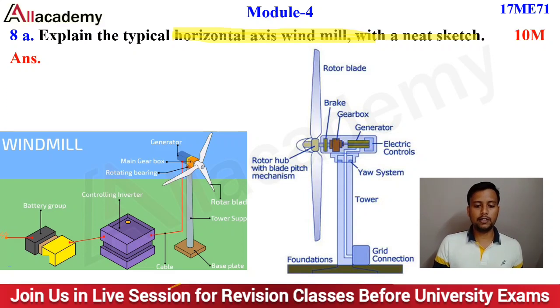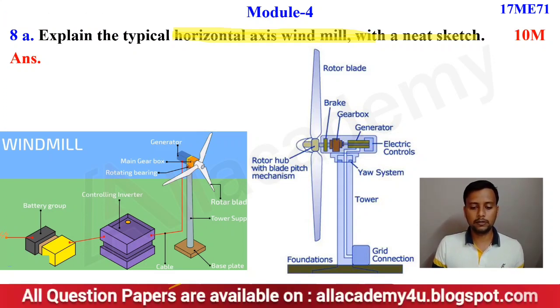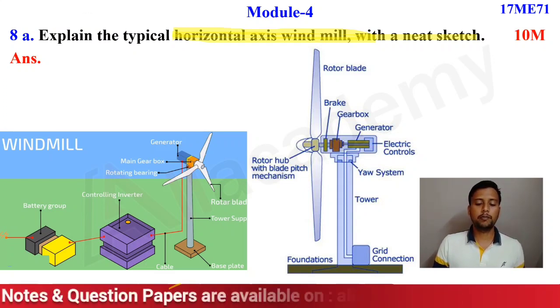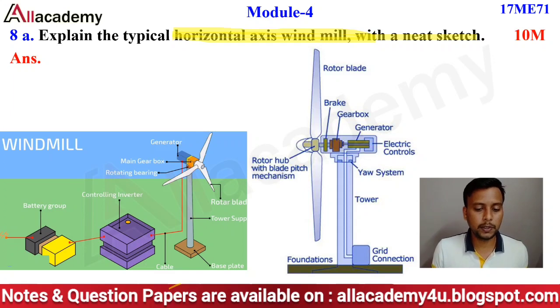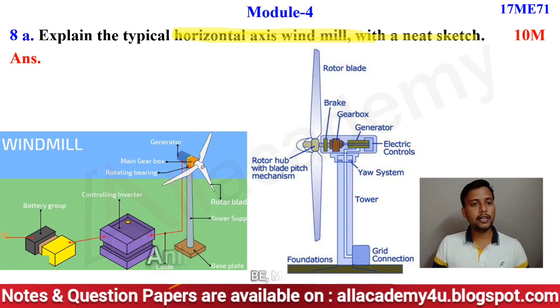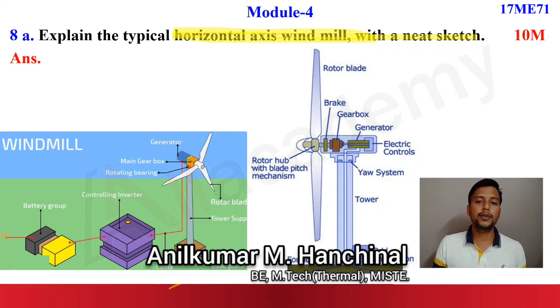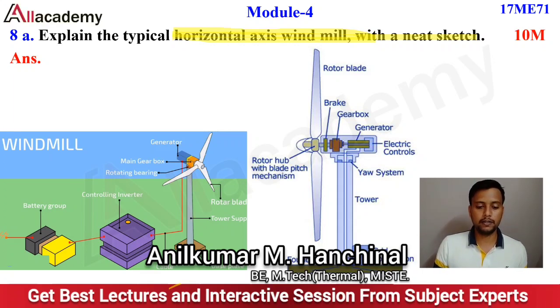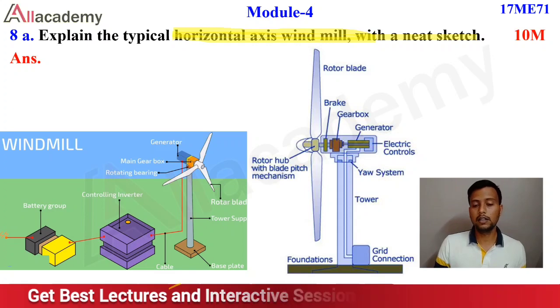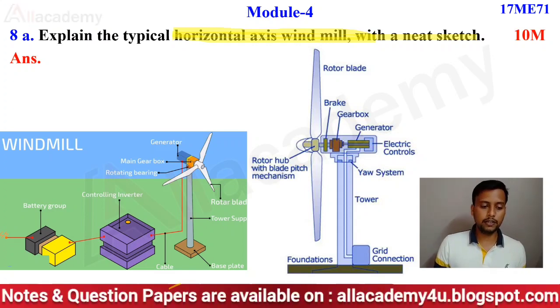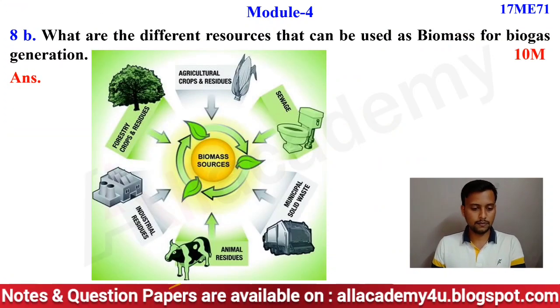So you need to explain how these different components like gear, then generator, then this structure, blade, all those components, and how the power is generated and how this power is transmitted to the wherever required places. You need to explain all those things with a neat figure. Those who have attempted this question may expect complete marks.